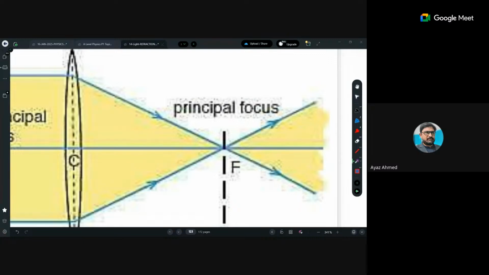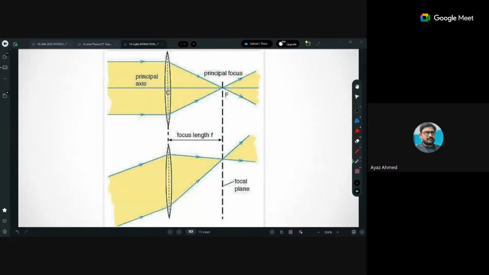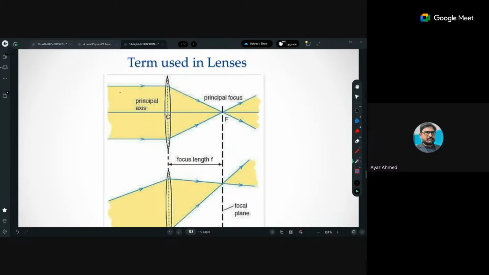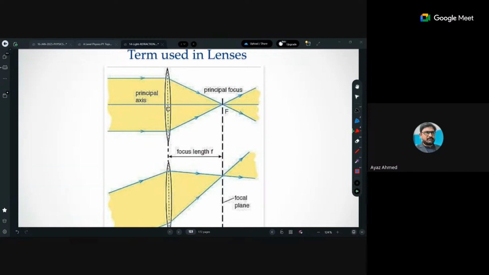So principal focus is the point where all the light rays, after passing through the lens, converge at a single point. Here the light rays are parallel. And although the light rays are parallel, they are not parallel to the principal axis. But whatever it is, the distance between the lens and the principal focus, the perpendicular distance, is called your focal length. This is called your focal length.